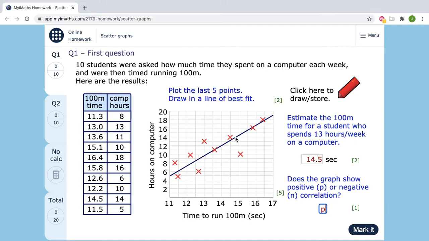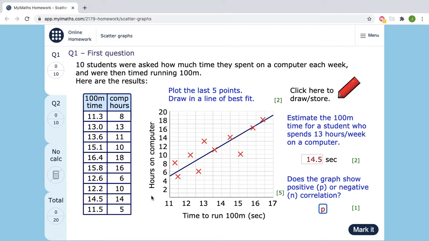Little footnote by me on this. I think they've got these axes the wrong way around, really, because conventionally, if one variable is dependent on the other, then you tend to put the dependent variable on the y-axis. What I mean by that is the number of hours you spend on a computer affects your ability to run 100 meters. And it's not the other way around. You can't say the time you take to run 100 meters affects the hours you spend on a computer.